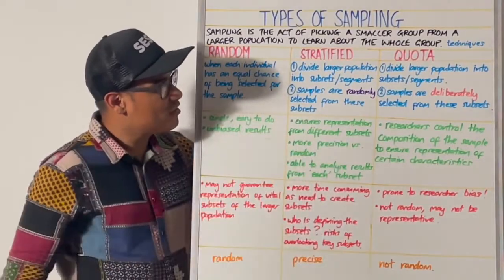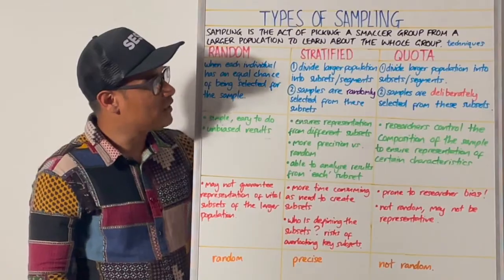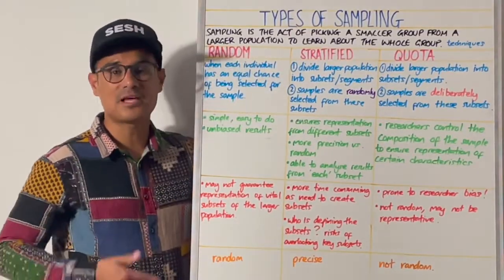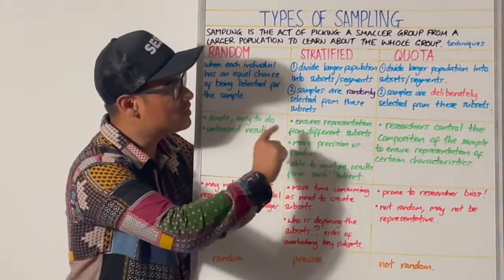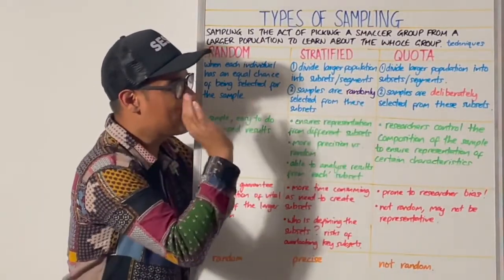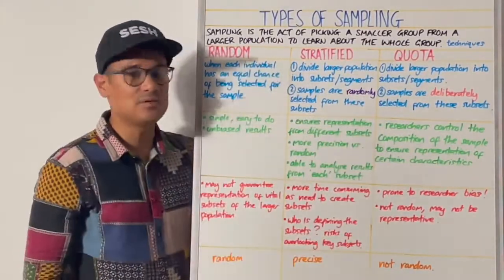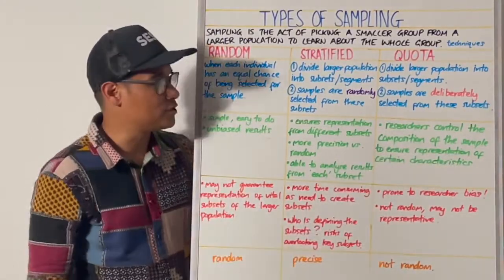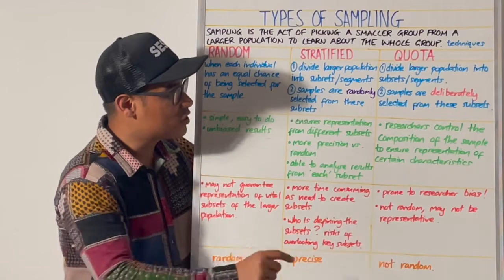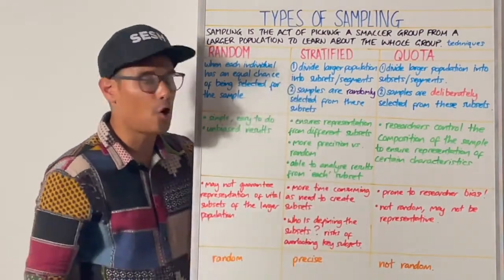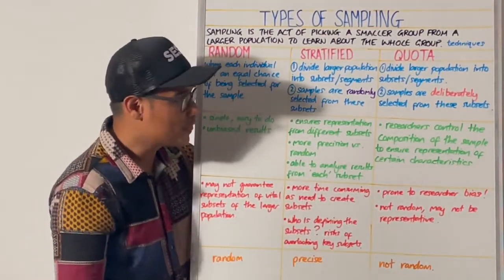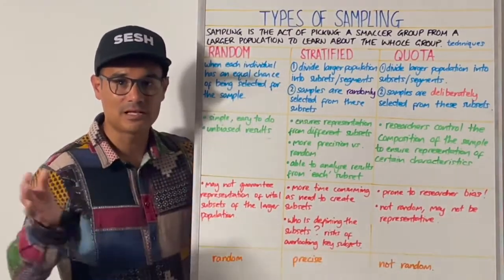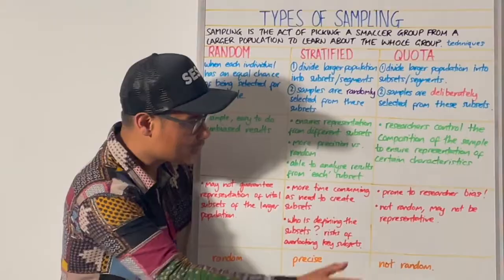The third one is quota sampling. In quota sampling, you divide the larger population into subsets or segments. Step 2 is that individuals are not randomly, but deliberately selected from these subsets. So you create the pots and then you deliberately pick individuals from each of those pots. Researchers are in full control of the composition of the sample to ensure representation of certain characteristics, because they are selecting particular individuals from each subset.